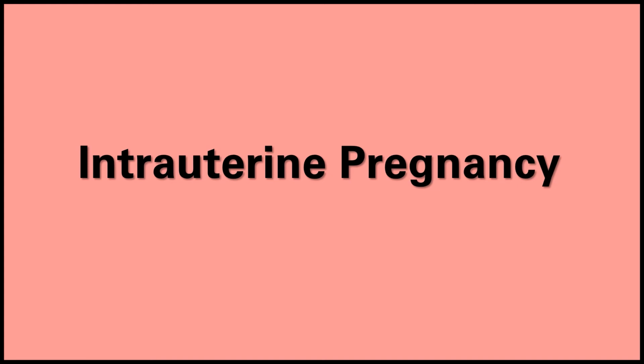Once pregnancy is confirmed, we can predict the estimated date of delivery using Naegele's rule. It's calculated as the first day of the last menstrual period plus 7 days minus 3 months. So if the first day of the patient's last menstrual cycle was December 13th, 2021, we add 7 days, making it December 20th, and subtract 3 months, making it September 20th. Then don't forget to add a year. So the estimated date of delivery would be September 20th, 2022.